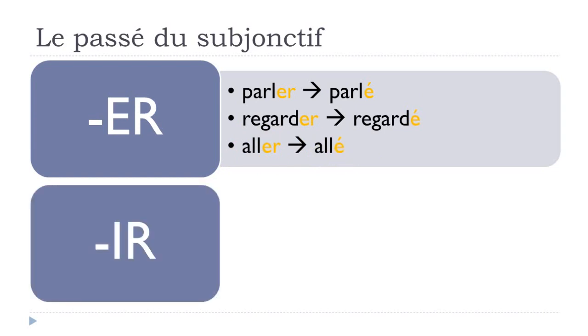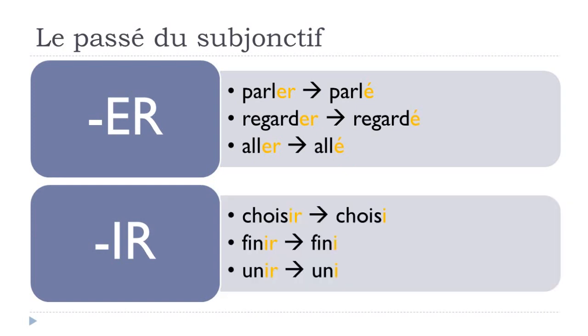Second group of verbs, not all the ir, remember, but then regular, and they're quite easy to make, because the verb like choisir, to choose, so ending with ir, will become choisi. Okay? Finir, to finish, to end, will become fini. All right? And then unir, to unite, will become uni. All right? So ir will become i.